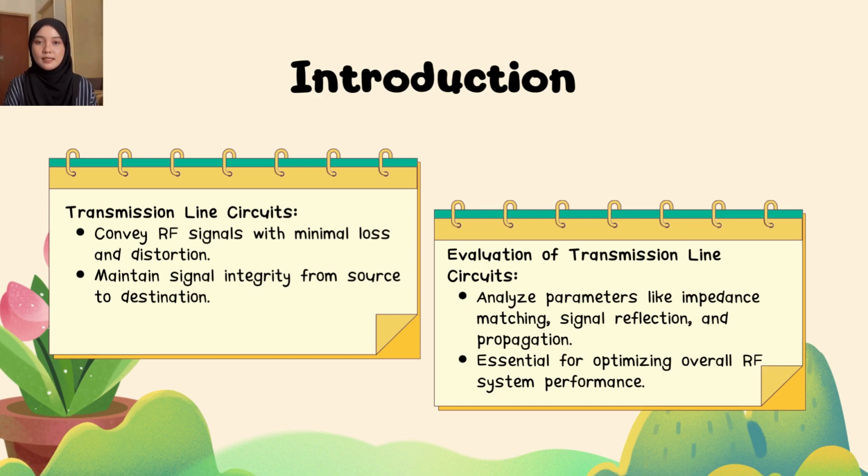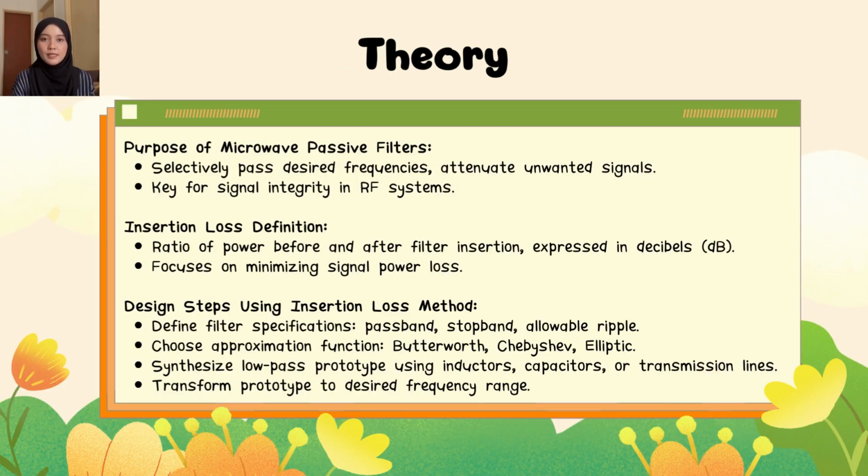Transmission lines maintain signal integrity from the source to the destination. Evaluating transmission line circuits involves analyzing parameters such as impedance matching, signal reflections, and propagation characteristics. Next, I will be discussing two key aspects of RF systems, which are the design of microwave passive filters using the insertion loss method and the evaluation of transmission line circuits. Microwave passive filters allow desired frequencies to pass while attenuating unwanted signals, ensuring signal integrity. The insertion loss method focuses on minimizing signal power loss as it passes through the filter.